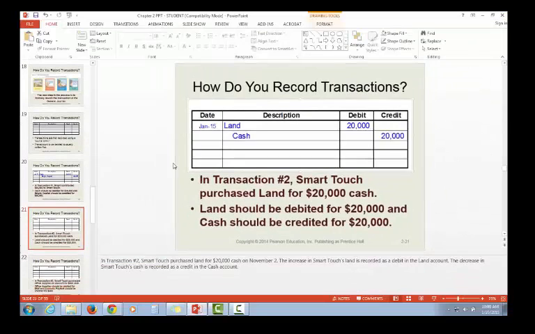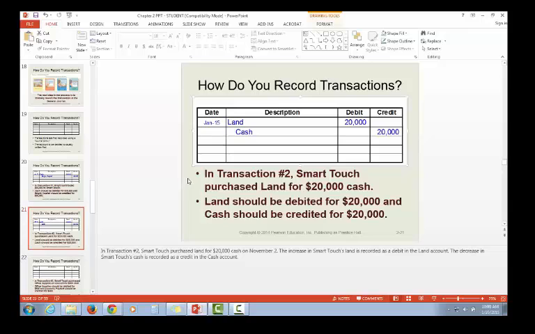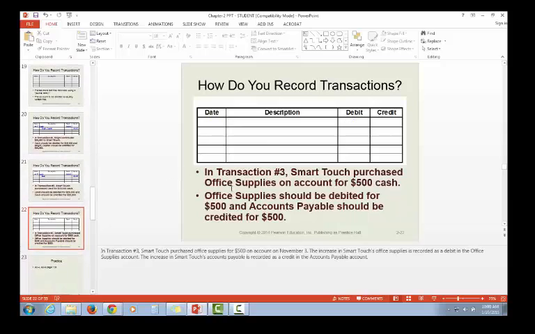So the most important thing about preparing journal entries is to be able to classify whether things are assets, liabilities, or equity, and what the normal balance is. You have to know those debits and credits to be able to prepare a journal entry, okay?